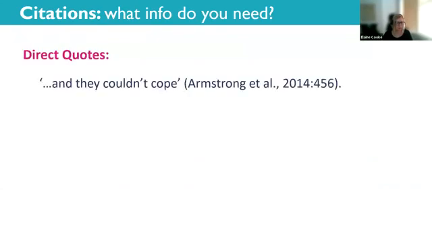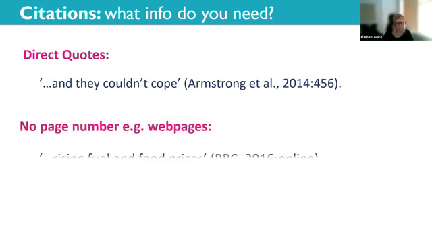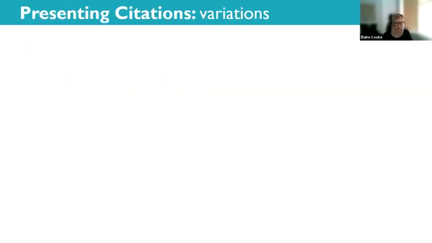So how do you cite if it's a direct quote? If you're putting a quote in, you need to make sure you've got the author, the date, and at the end there, 4, 5, 6 is the page number. Again, it's the idea of tracing that quote back to the specific page of the source that you have used. If it's an online resource that you're quoting from, you won't have a page number, so you will simply put online. Here we've got BBC as the author, 2016, and online.